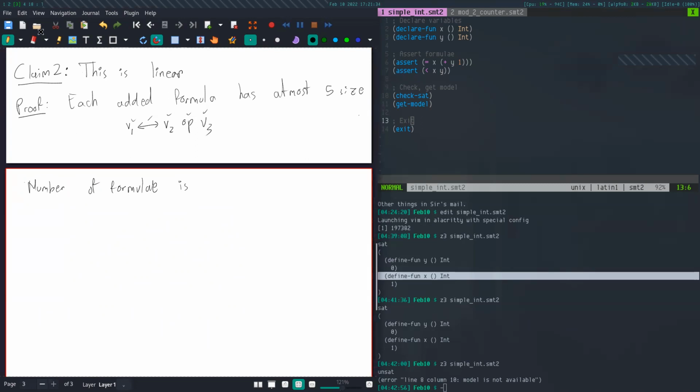And the second thing is that the number of formulas is going to be linear. We have one formula for each xi, right? And we have one xi for each non-leaf node, right?